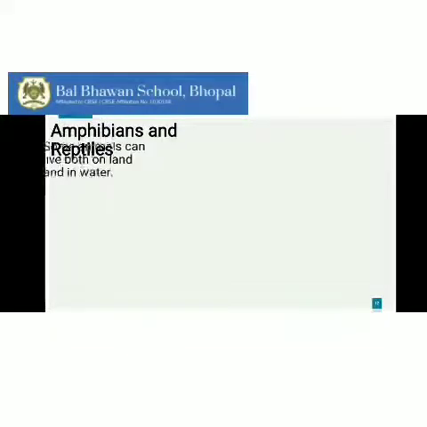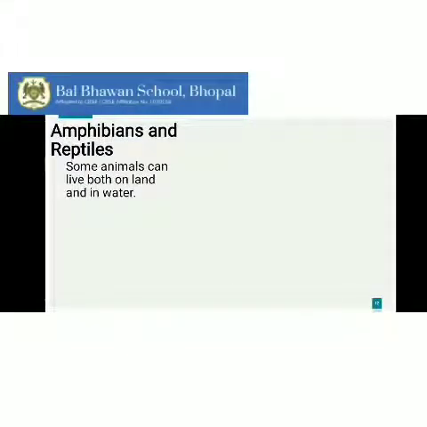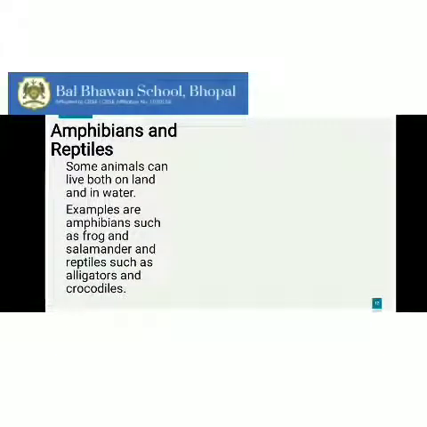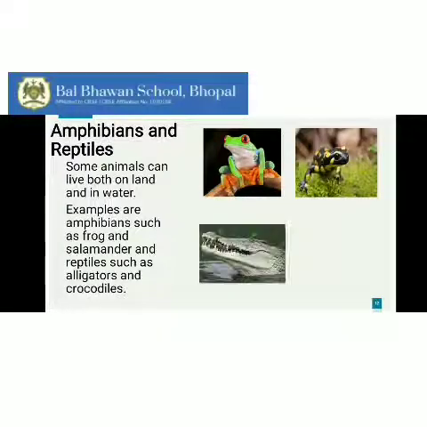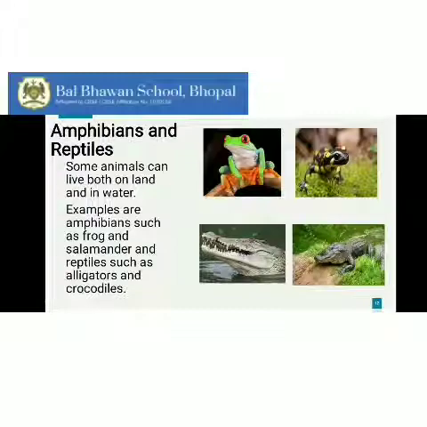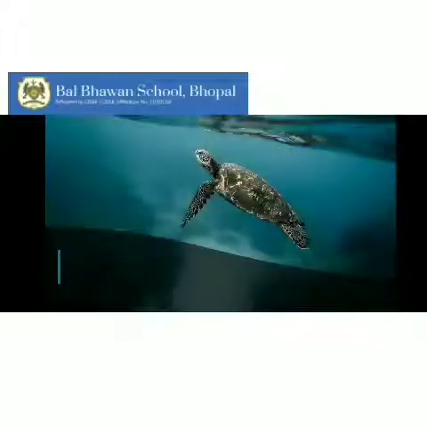Next is amphibians and reptiles. I hope you know that some animals can live both on land and in water. Those are called amphibians, yes? Now examples are amphibians such as frog and salamander, and certain reptiles can also live on both land and water. Their examples are alligators and crocodile. Now see the picture: frog, salamander, crocodile and alligator. I hope you have understood.